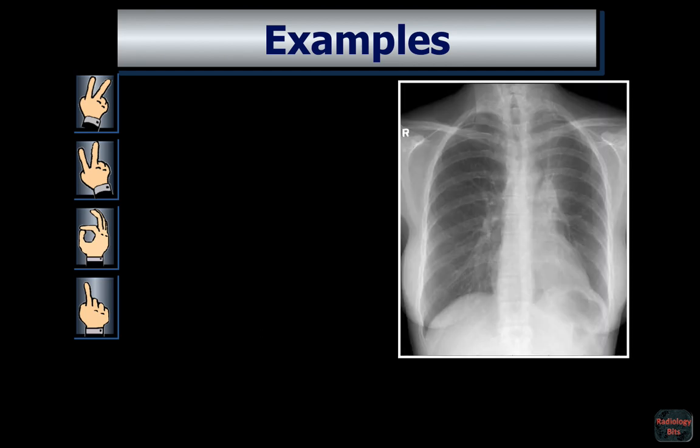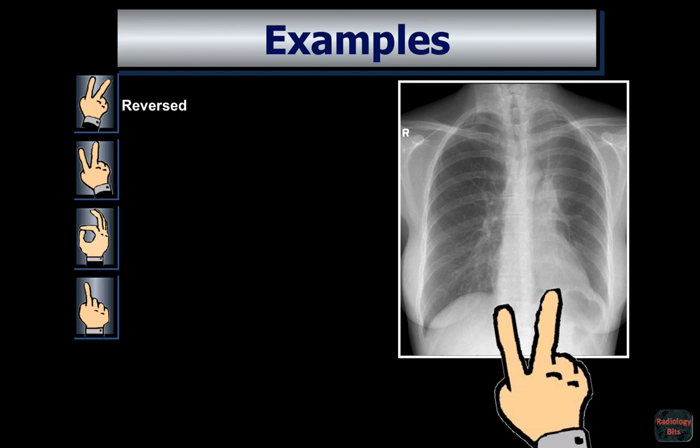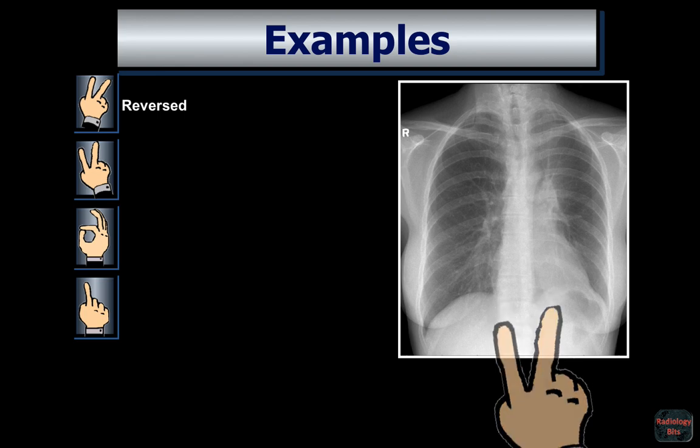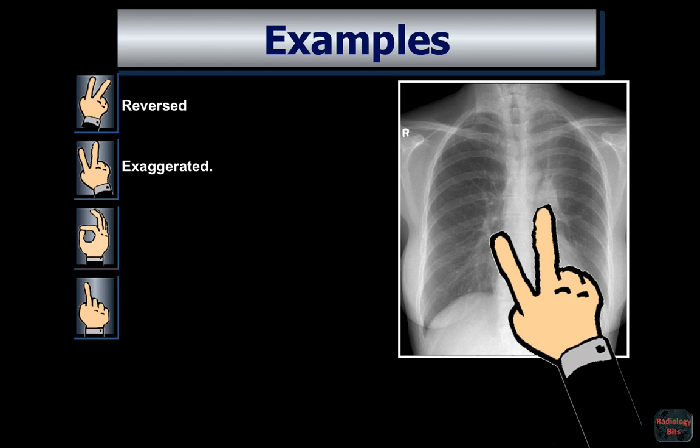Now to another example. You'll notice that there is an ill-defined opacity that projects over the left upper lung. Applying the first victory sign, or the first hand motion trick, you'll notice that this is reversed, with a left hemidiaphragm that's higher than the right. Applying the second victory sign, you'll notice that the normal tilt is exaggerated counterclockwise, meaning that the left hilum is in a higher position than normal. So putting these two signs together, you'll know that there is a left upper lobe collapse.